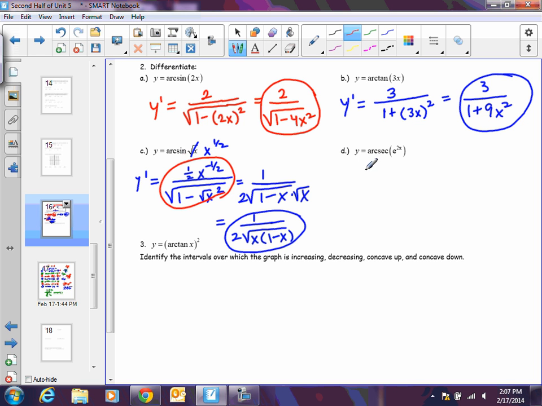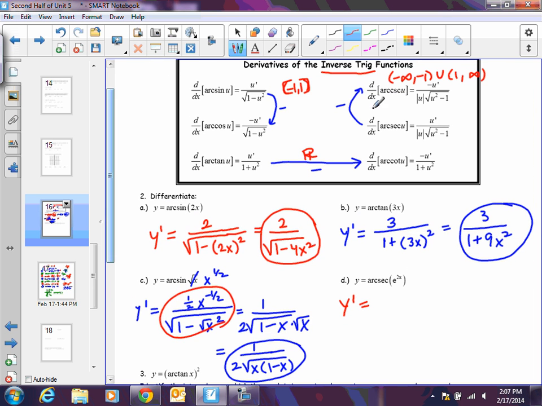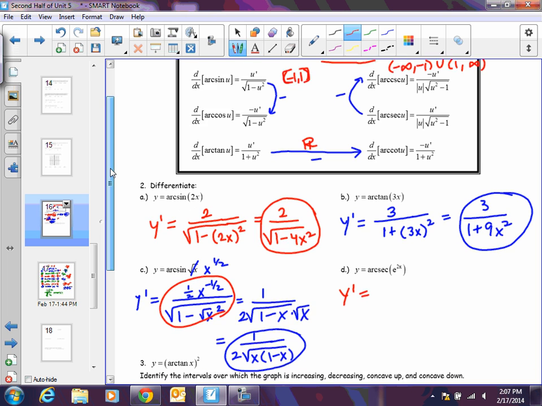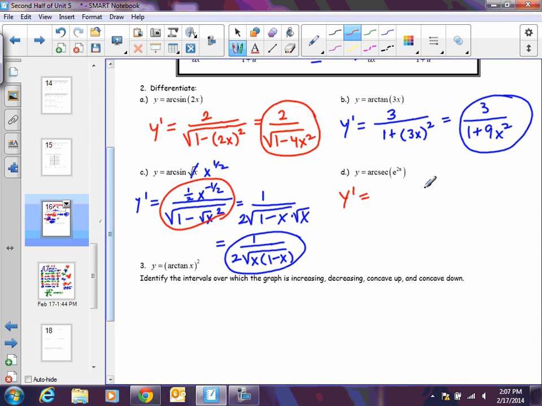Okay, so part D, we're going to have to use the secant formula. So if I look up here, it's very similar. I do have an absolute value thing going on. But let's just do one thing at a time. What's the derivative of e to the 2x? Yeah, y'all are both right. e to the 2x times 2, and we could definitely put the 2 in front, and I will do that here in just a second.